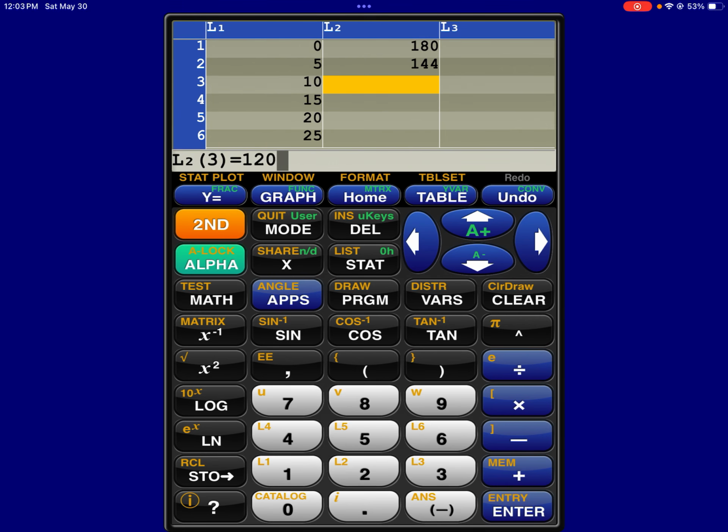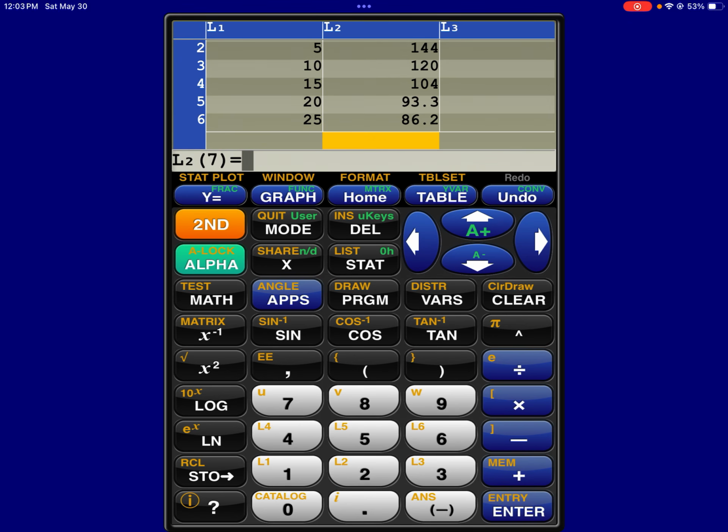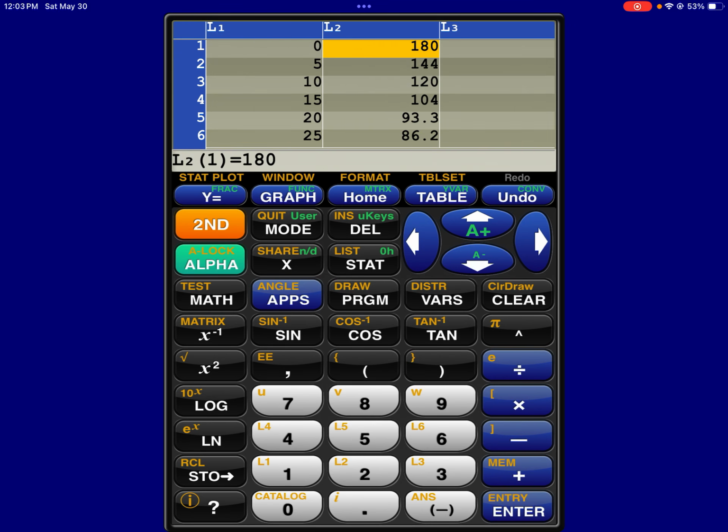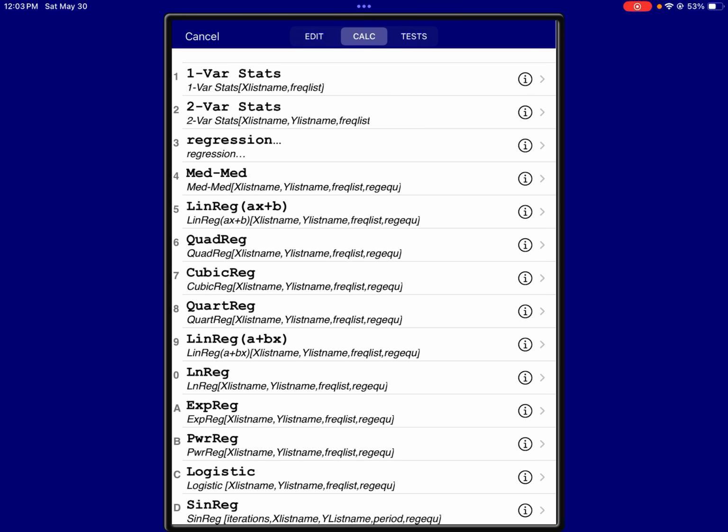144, 120, 104, 93.3, and 86.2. All right, and I would give those numbers a quick check just to make sure that you didn't make a mistake, because unfortunately, one number wrong will change your equation.